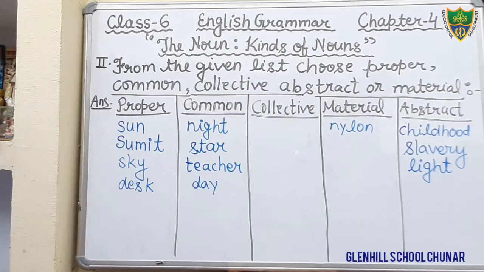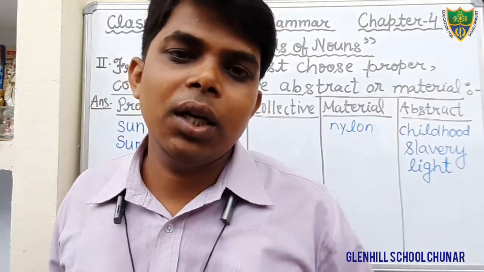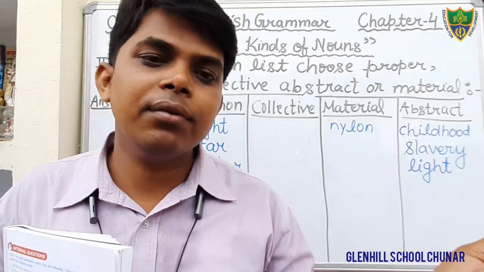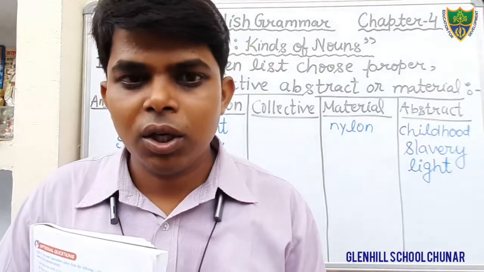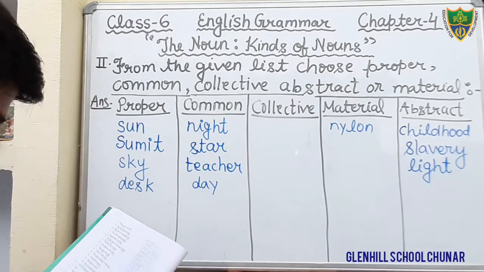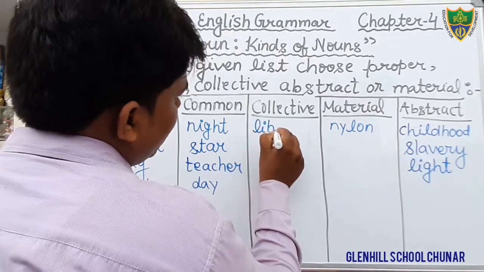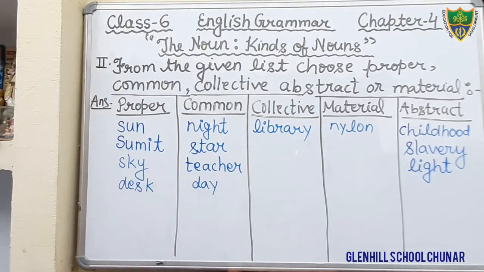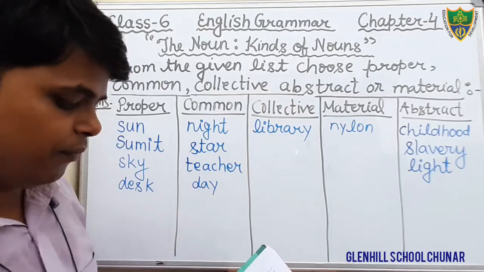Next, library. Next word is given here, library. Library denotes the collection of books. Therefore, that is collective noun. Here the word library is collective noun. Okay, the word library is collective noun.